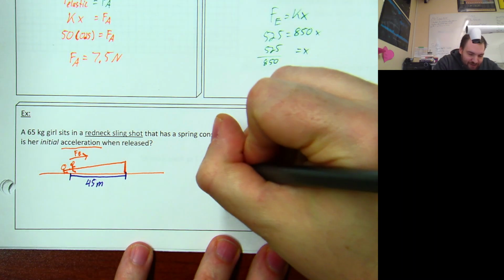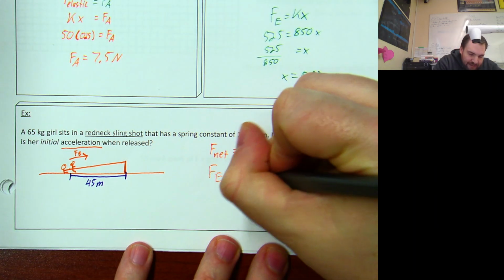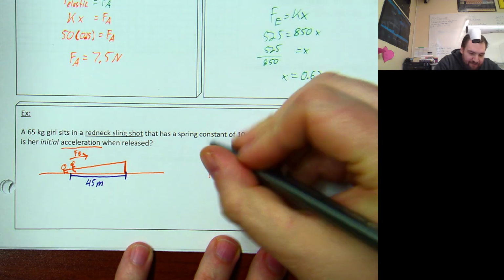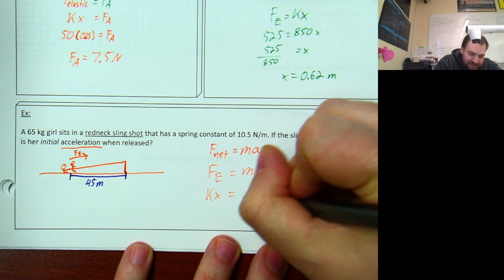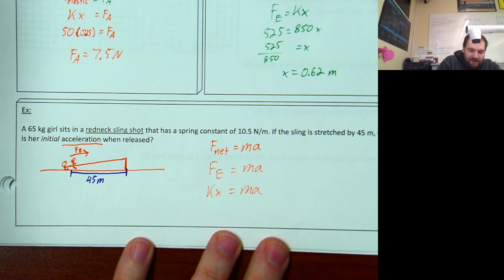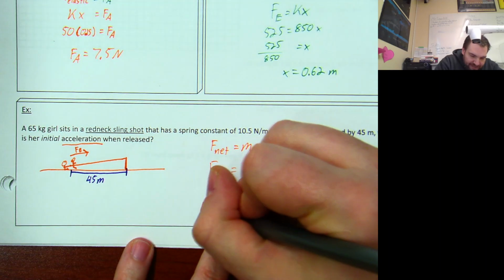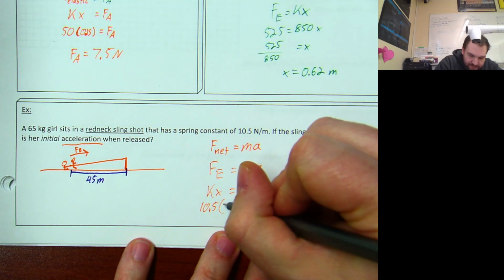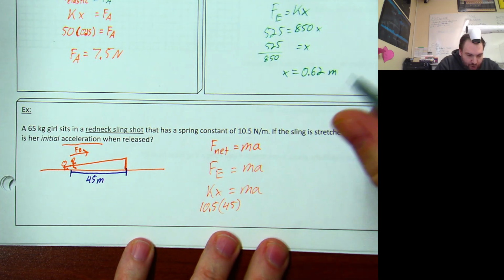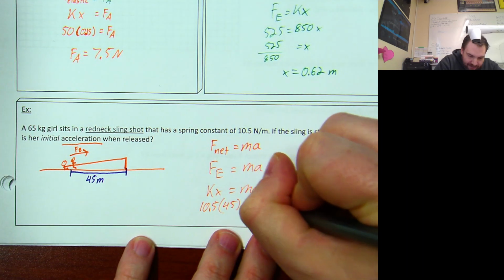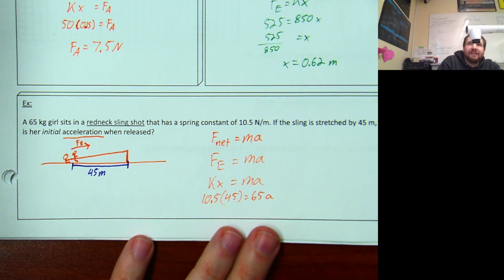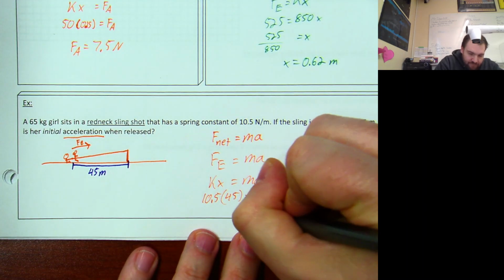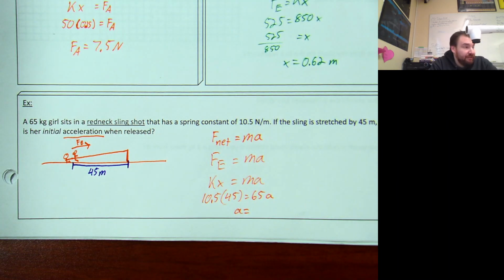Okay, so then we're going to have Fe equals mass times acceleration, and Fe is going to equal kx, equal to ma. So we got kx equals ma. K, we're told, is the spring constant, 10.5. x is 45 meters. Her mass is 65 kilograms. What's her acceleration? Initial acceleration.